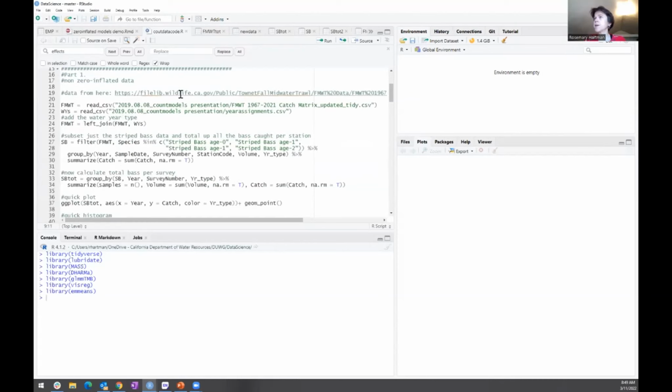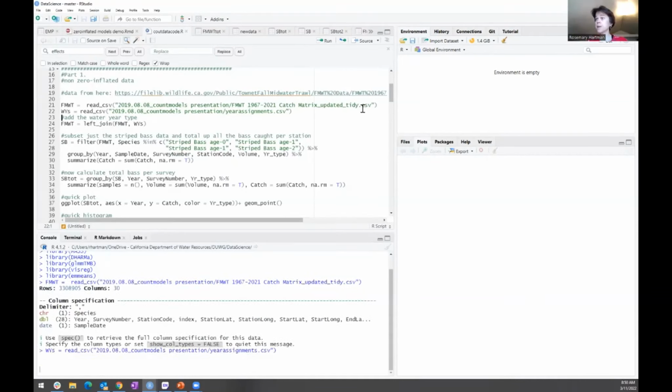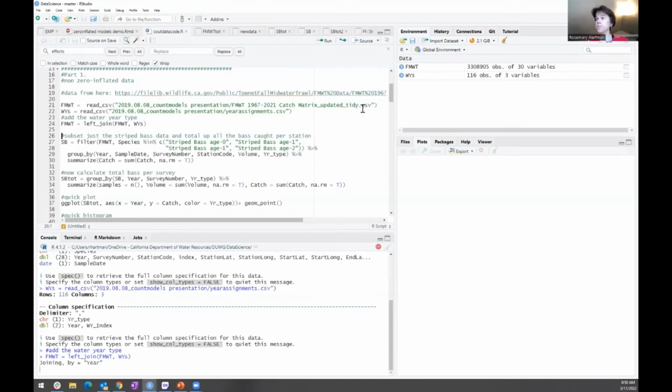So starting with data from the Salvage Trawl, I already downloaded this from the CDFW IEP site. I found the Catch Matrix updated tidy version. I'm so excited they have a tidy version now. I'll read that in. I also have a CSV of water year type assignments. So dry, above normal, below normal, etc. I'm going to use that to help model our data. We're going to join them together. And I'm going to run through this data manipulation really fast. If you have questions, feel free to reach out later, but I want to jump right to the statistics.